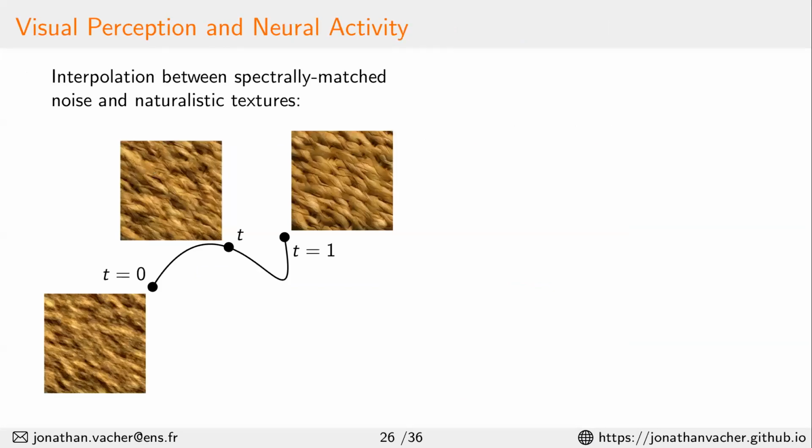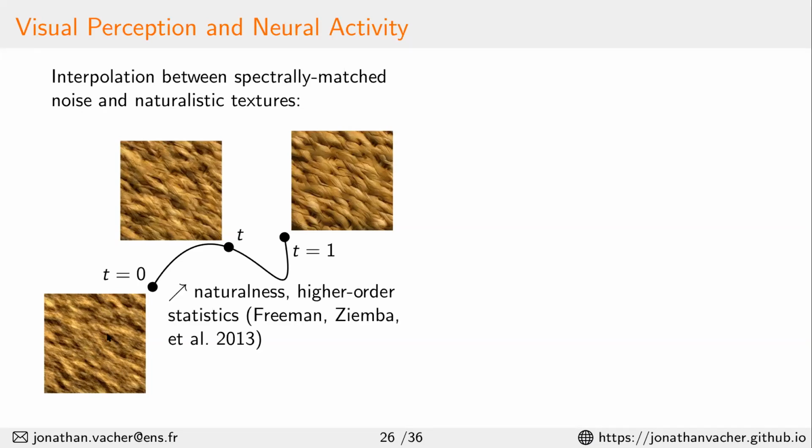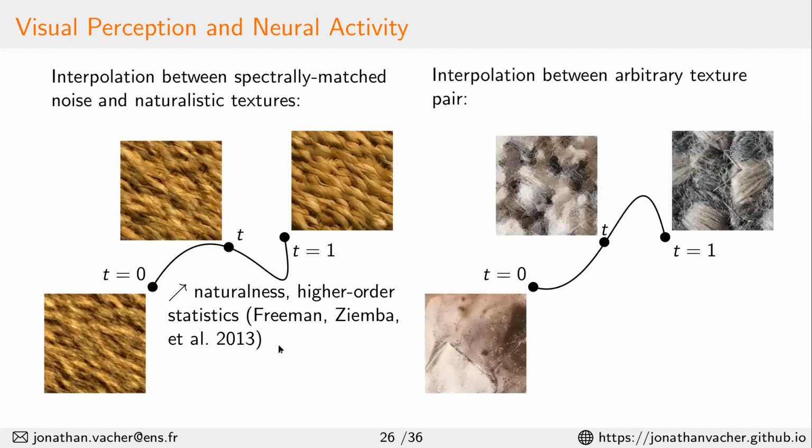So we did two things. So interpolating between the Gaussian version of the texture, which would be a model like the first one I presented, which mostly targets V1. And in this way, you would increase the naturalness. This is how they call this change in parameters in this paper. And you can also interpolate between arbitrary textures, which means you are changing higher order statistics here.